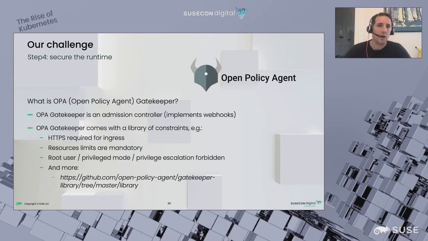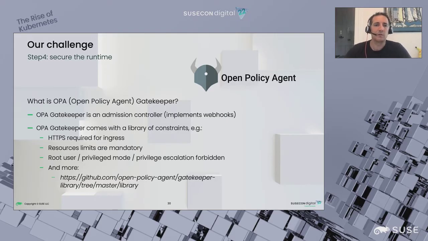So how can we do that? We are going to use a component called Open Policy Agent, OPA, OPA Gatekeeper. So what is OPA? OPA is an admission controller, which means that it implements the webhooks that we've just seen earlier. And OPA comes with a library that we can upload and that we can apply to different namespaces.